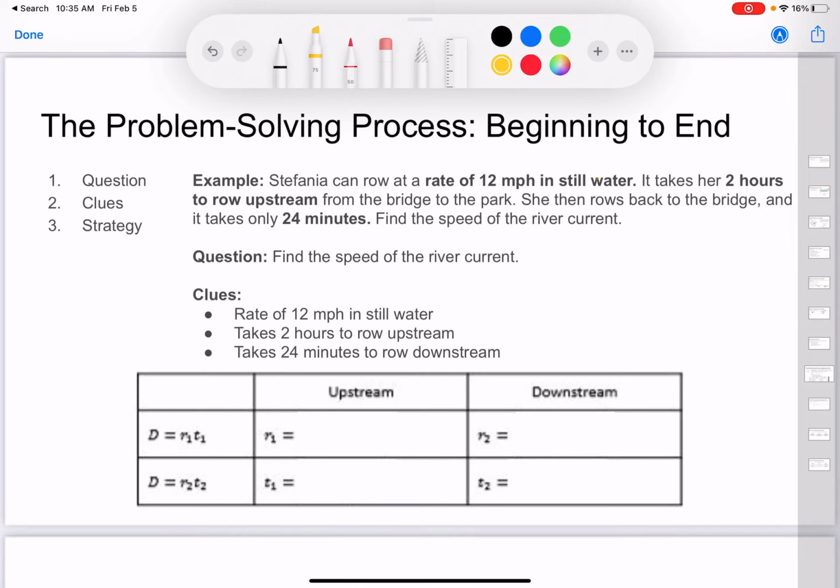So we're asked to find our question first, and we can reword it, or this is just the best way to say it. Find the speed of the river current. So we're looking for the speed of the river current.